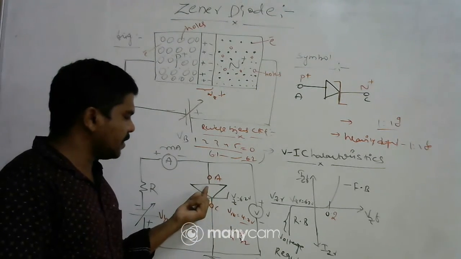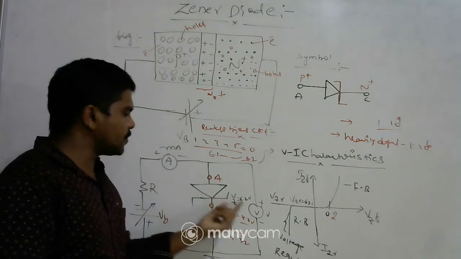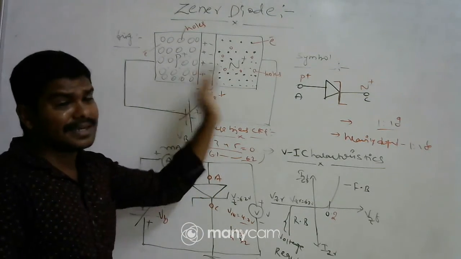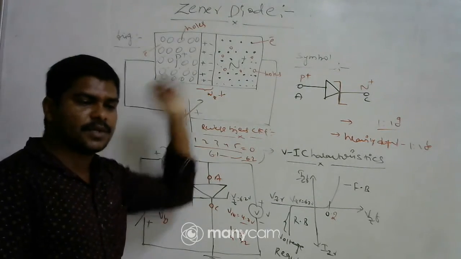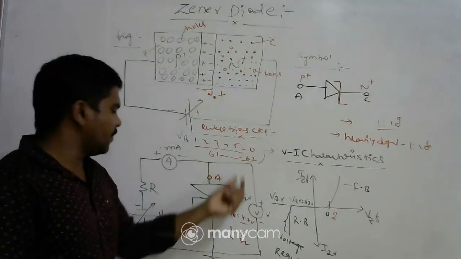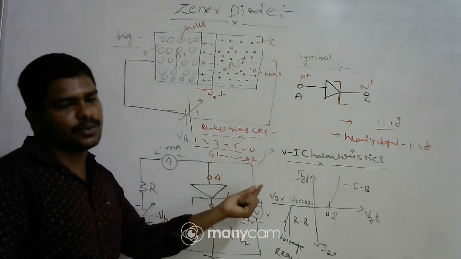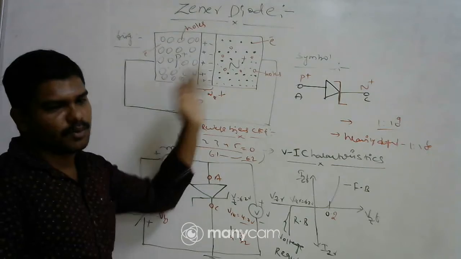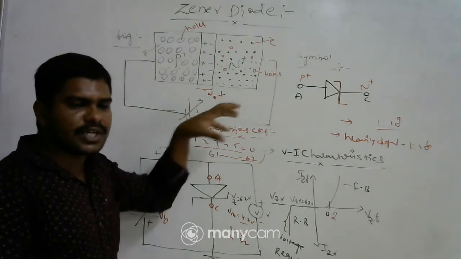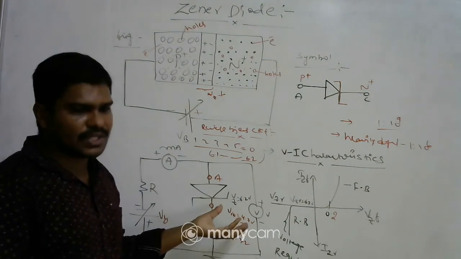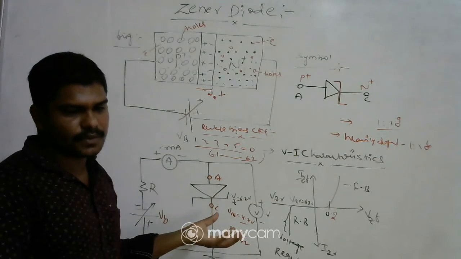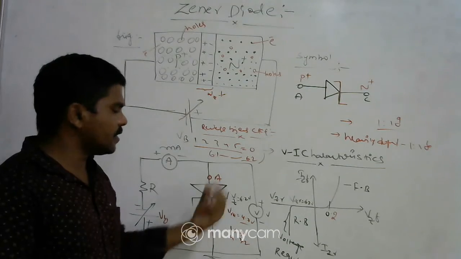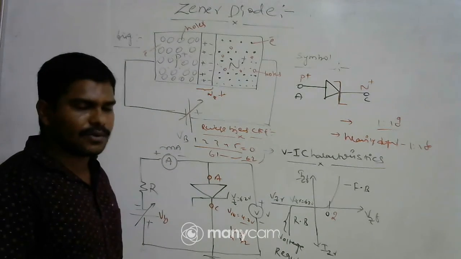Suppose this diode rating is 6.2 volts. Up to 6 volts the current is 0, because the minority carriers cannot get sufficient energy to jump from the P region to the N region. When you increase the voltage beyond 6.2, the charge carrier movement increases, but the device voltage stays constant.